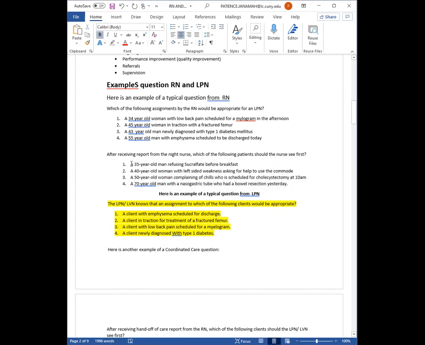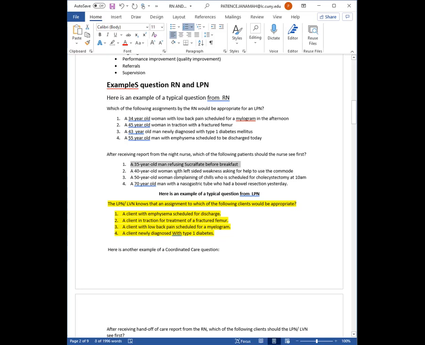A 35-year-old man refusing sucralfate before breakfast. He doesn't want to take the medication before breakfast. So let him eat. It's not a medication that the patient cannot take with food. It's a cholesterol medication. So it's fine if the patient eats breakfast and takes it. So this is a stable patient, just refusing medication. And this is not a life-or-death medication right now, it's a long-term medication. So it is fine. It's not the patient I will go to first.